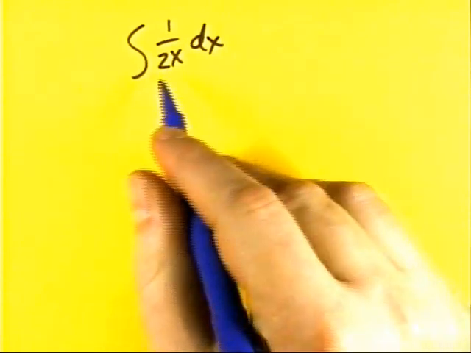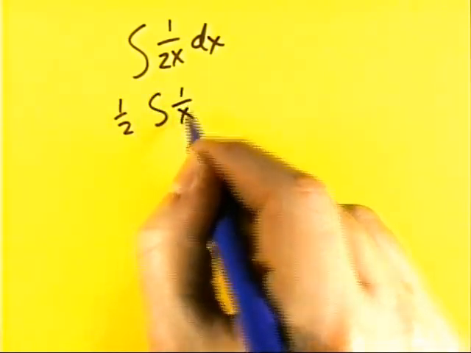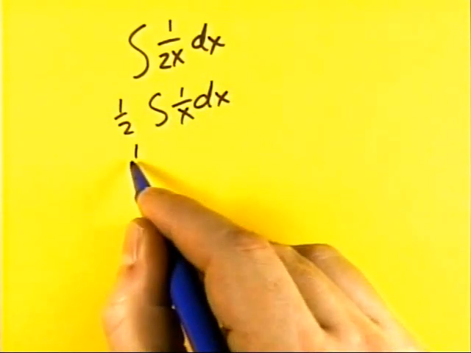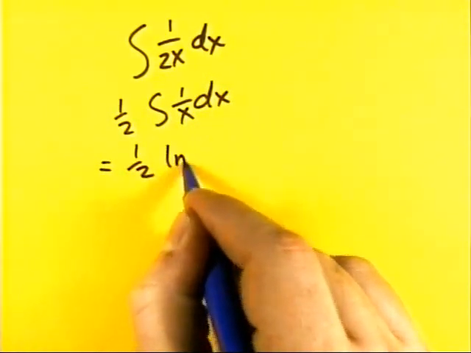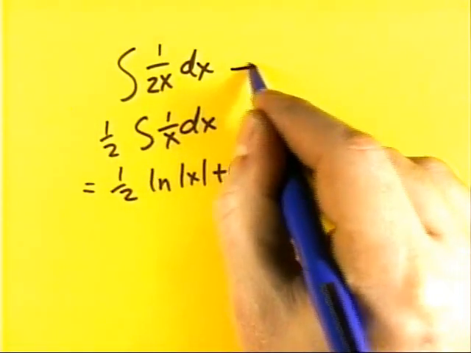If you take a look at this, what you did was you made it 1/2 times the integral of 1 over x, right? Yes. Which is equal to 1/2 times natural log of x plus c, right? Yes. But there's another way you could have done the problem.